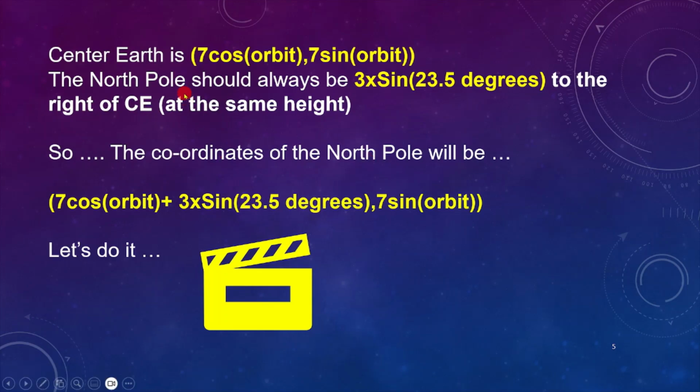We're going to say the center of the Earth is 7 cosine of orbit, comma 7 sine of orbit. The North Pole is always this much to the right, so the coordinates will be the x coordinate plus 3 times sine of 23.5, and then leave the y coordinate alone.